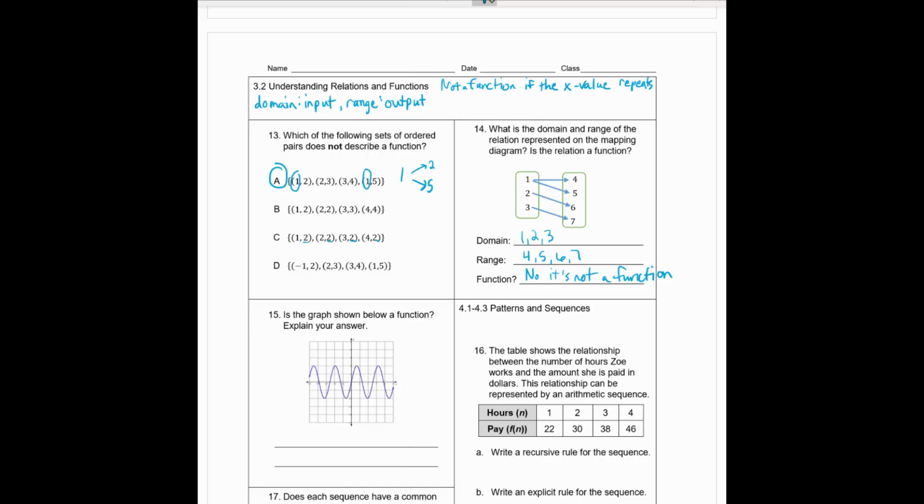And it doesn't say input and output, but look how our arrows are going. Since it's going from left to right, 1 is going to 4. So 1 is what we're inputting and 4 is what we're getting out.